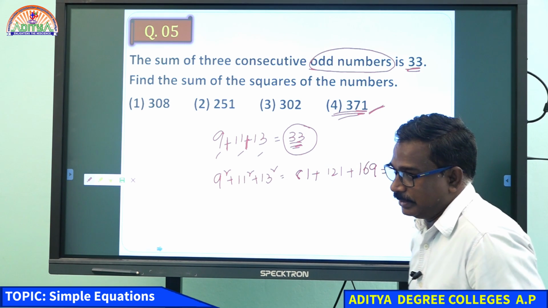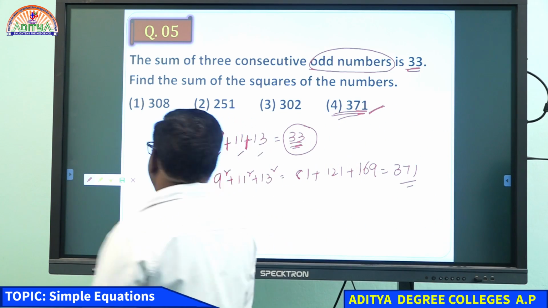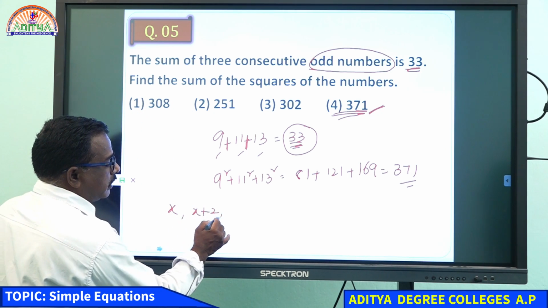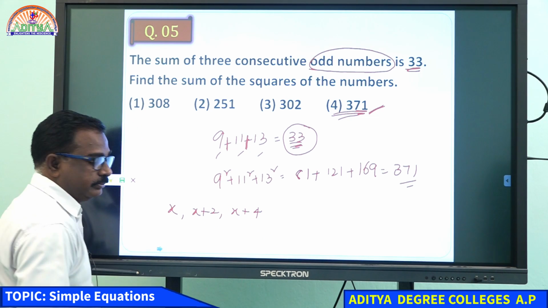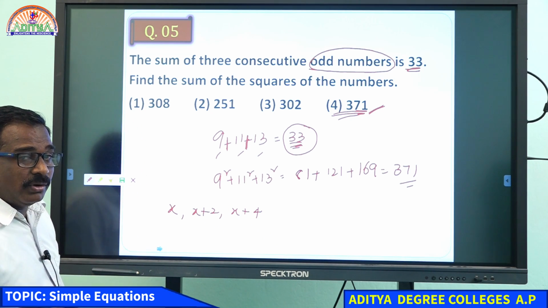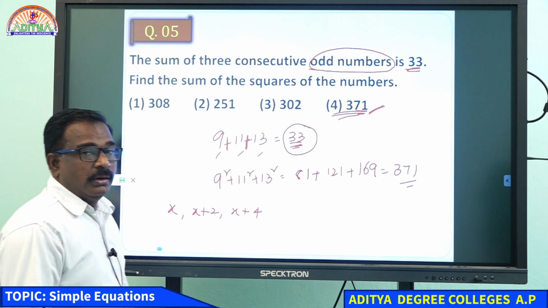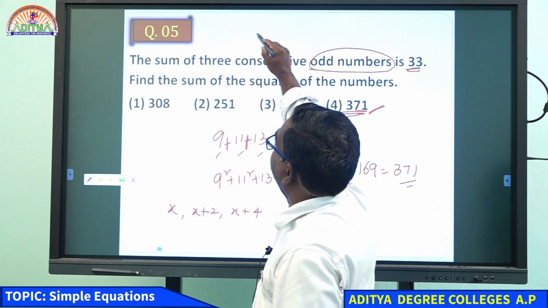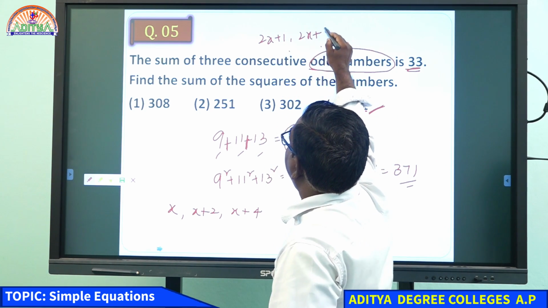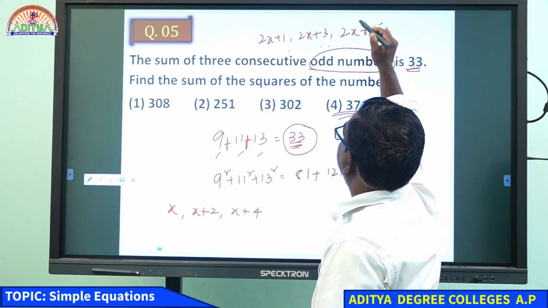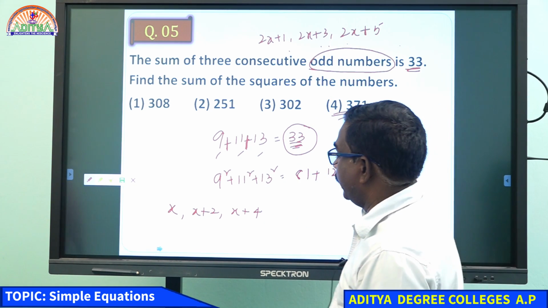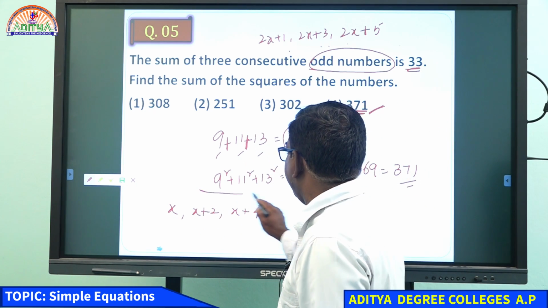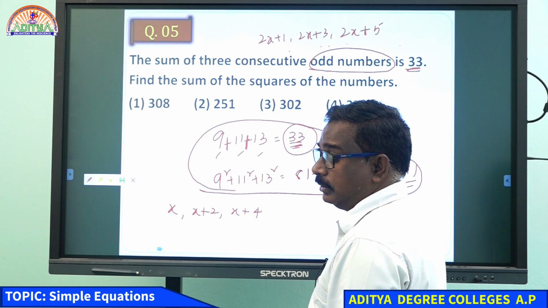If you want to do it by equation form, let the first number be x, the second number x plus 2, and the third number x plus 4. The general form of odd numbers is 2x plus 1, so we can also take the numbers as 2x plus 1, 2x plus 3, 2x plus 5. By adding these 3, you will get 33. This is by thought process or thinking process.